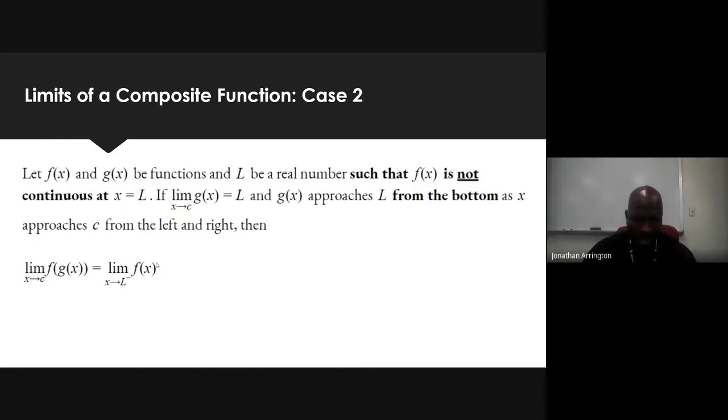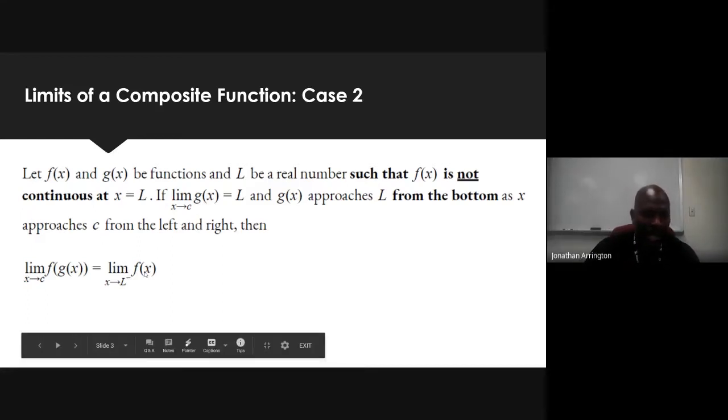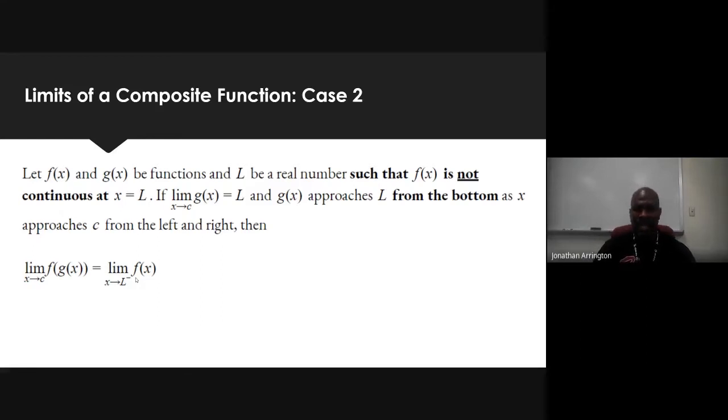So again, here's the case. First of all, f is not continuous at x equals L. L is the value of the limit of the inside function. If g is approaching its limit from the bottom, from below that value, as x approaches c from the left and the right, then the limit of the composite function is the limit as x goes to L minus of f of x. That still may seem like a lot. When we look at an example, it should clear up a little bit.